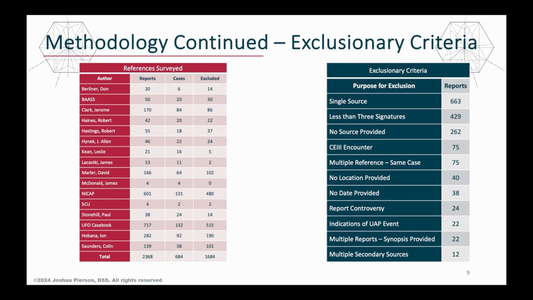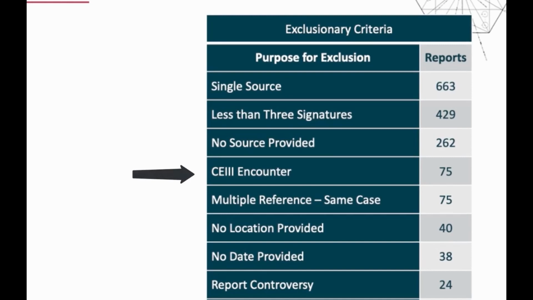Moving to the right, we see the exclusionary criteria. Instead of going through each of these as they are rather self-explanatory, I would like to draw your attention to CE3 encounters, of which there were 75 reports. Each of these reports would have been included in the database if academia were ready for me to catalog these results.